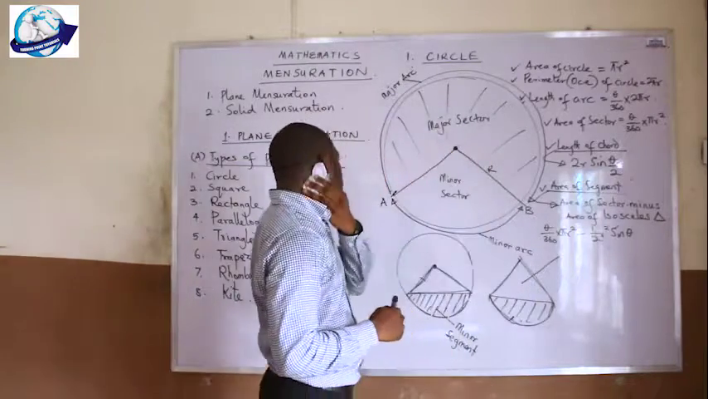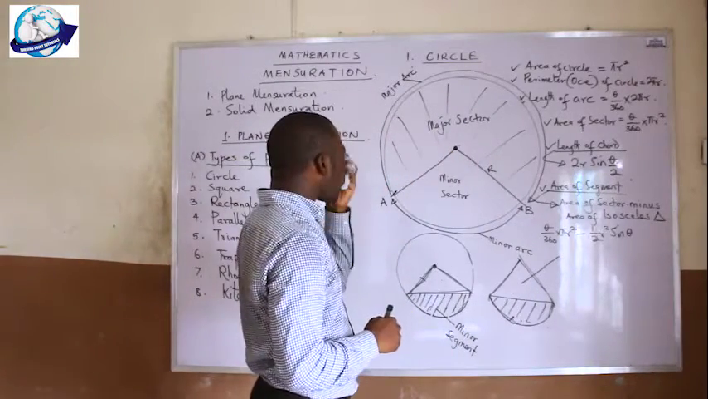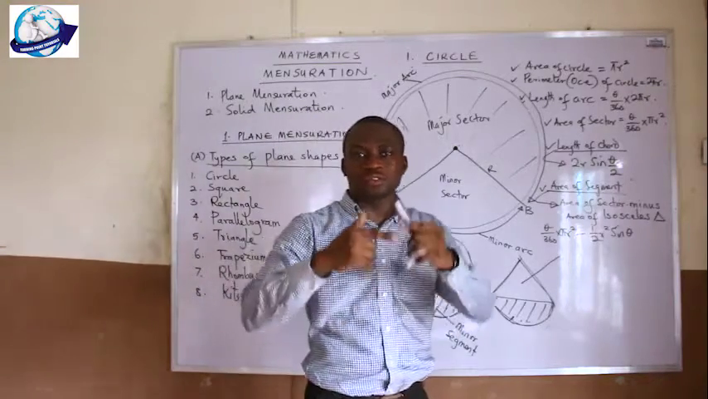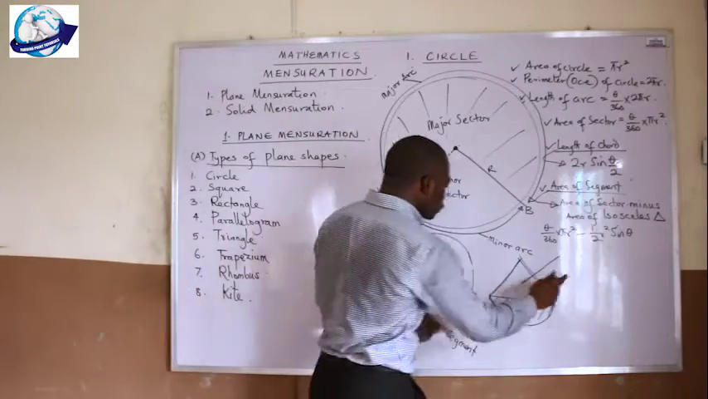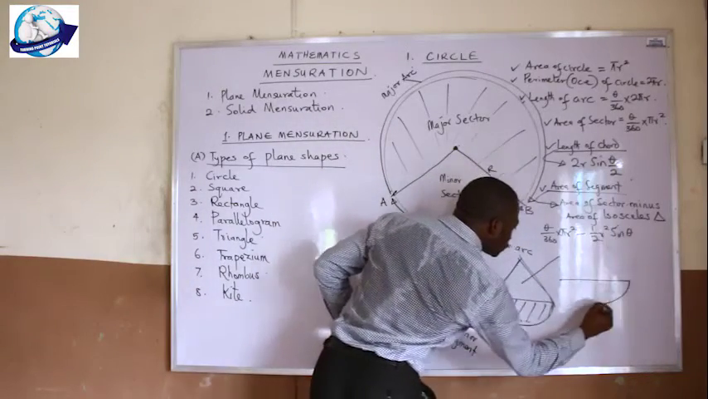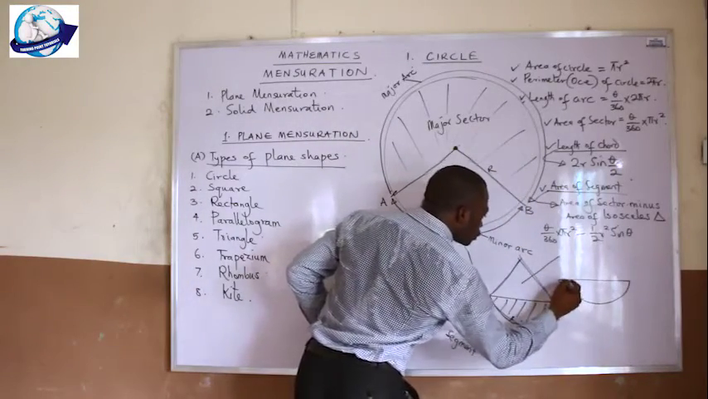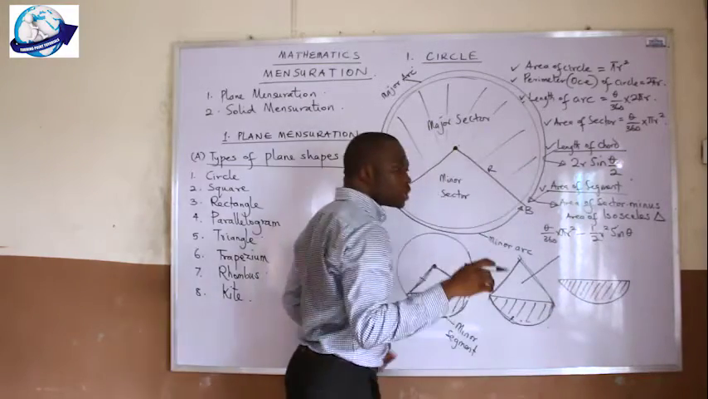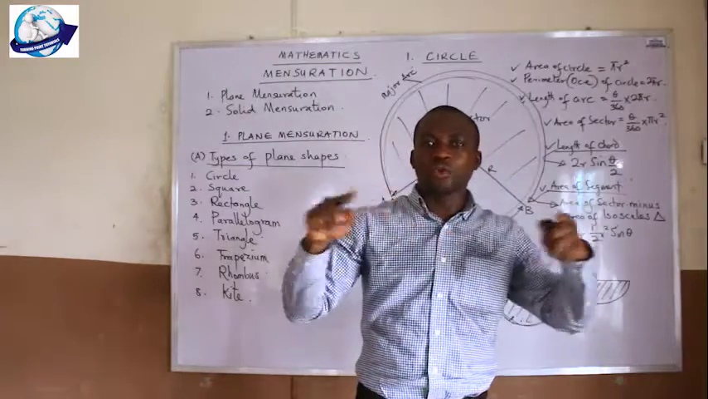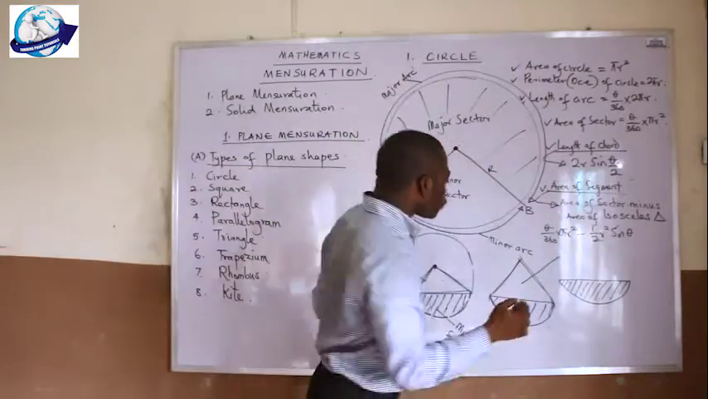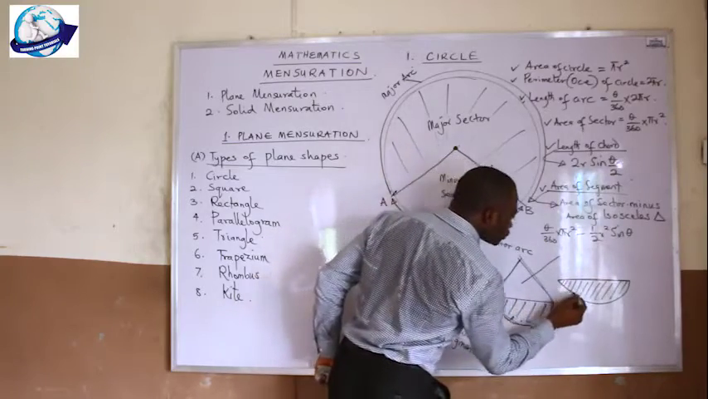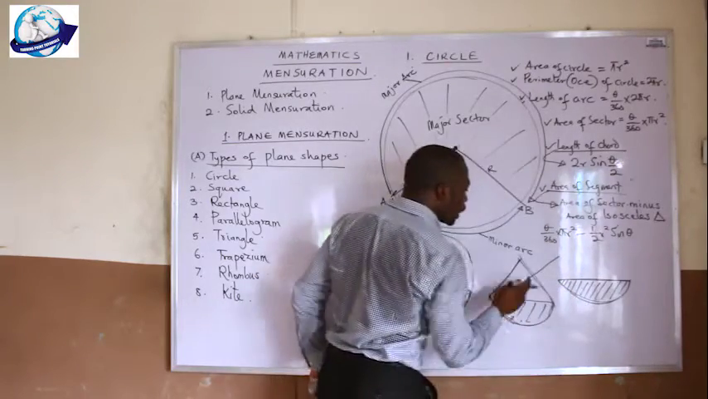Alright, we'll graduate from there. We'll now look at the last thing, which is the perimeter of segments. What's perimeter? Perimeter is the distance around a shape. So if I cut this out, this is what I'm going to get. This is now the segment. See that the segment comprises the length of chord plus the length of arc. From this side to this side is the length of chord, while from this side to this side is the length of arc.